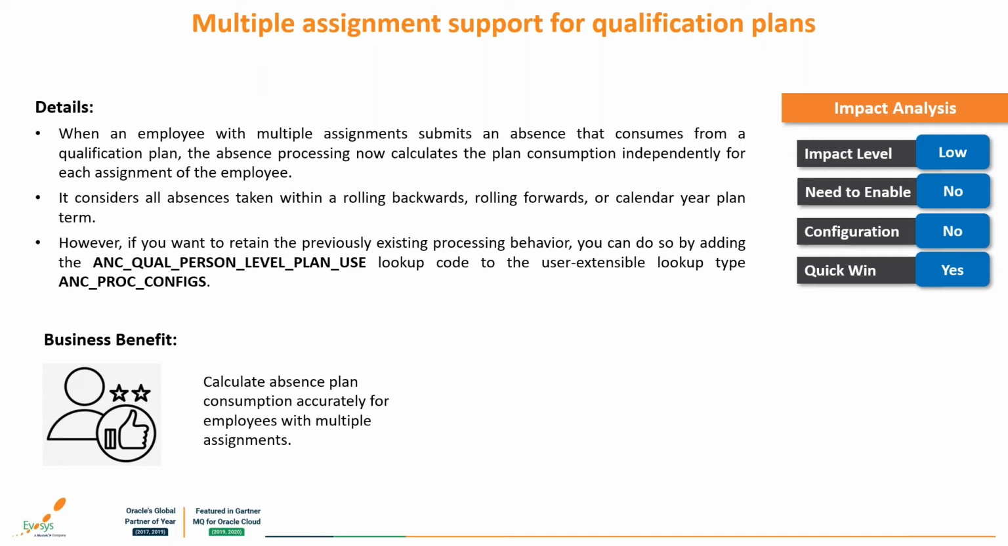But in case you don't want the system to behave in this manner, we can just disable the lookup code that we have, ANC qual person level plan use, and the system will go back to its previous behavior. The interesting thing here will be to see how this update works with qualification plans whose unit of measurement is days. So that's definitely something to look out for.